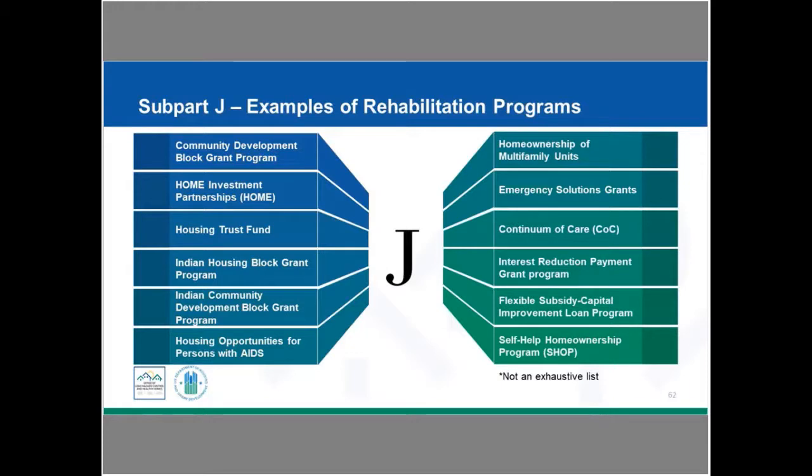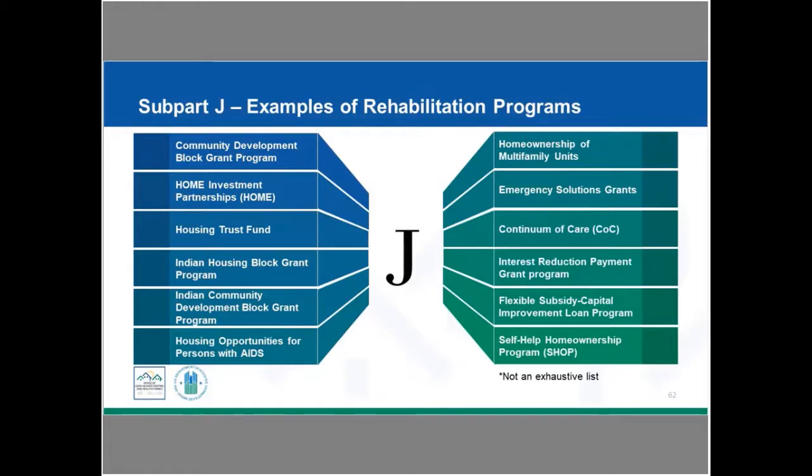All right, so this should look familiar to you if you were with us last week. We showed this to you. It's not an exhaustive list, but it does show the current HUD programs that trigger the Subpart J rehab requirements. So you'll see we have the CDBG program, we have the HOME program, Housing Trust Fund, HOPWA, Continuum of Care, the self-help program. So not an exhaustive list, but the majority of the programs that do trigger Subpart J.